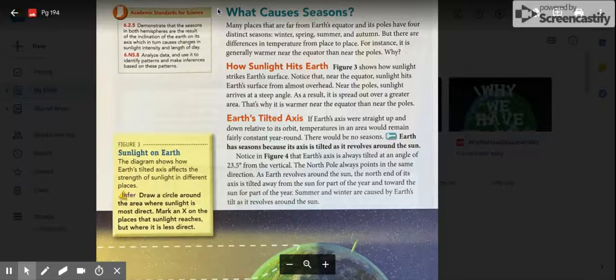The North Pole always points in the same direction. As Earth revolves around the sun, the north end of its axis is tilted away from the sun for part of the year and toward the sun for part of the year. Summer and winter are caused by Earth's tilt as it revolves around the sun.